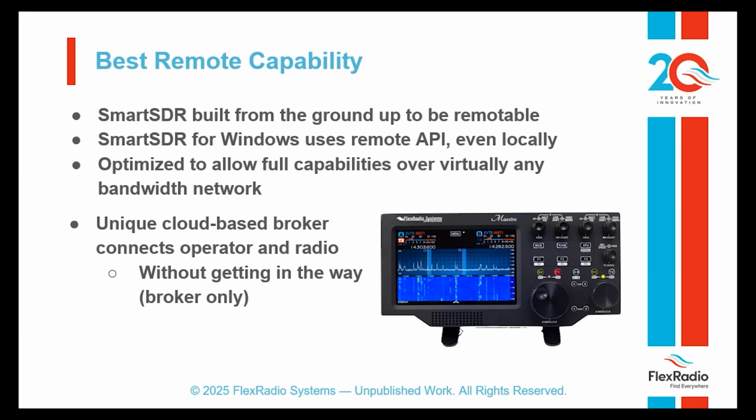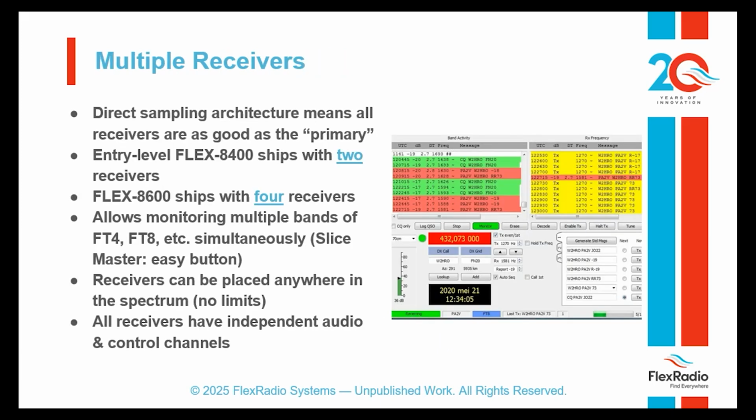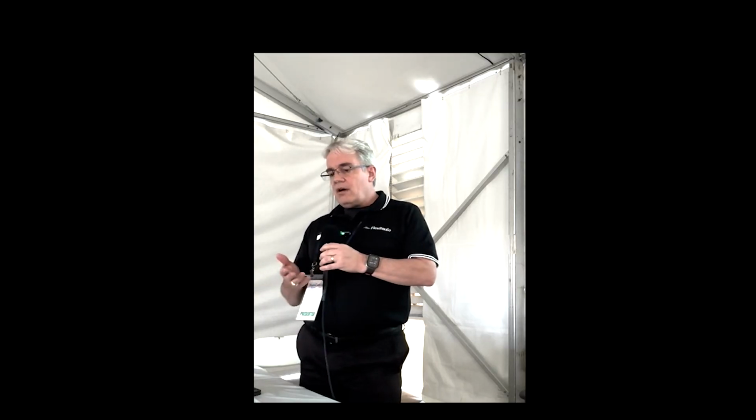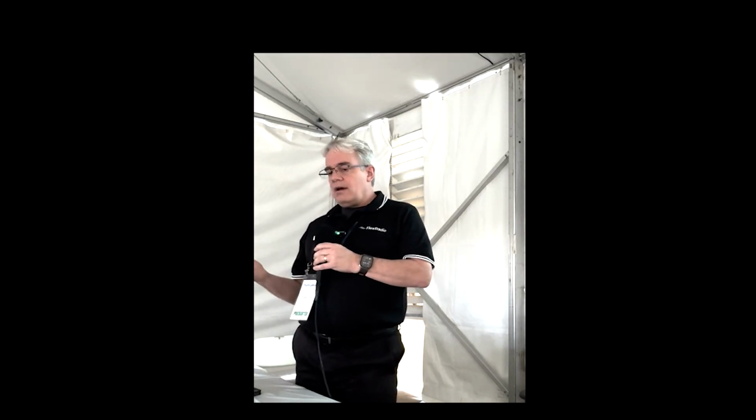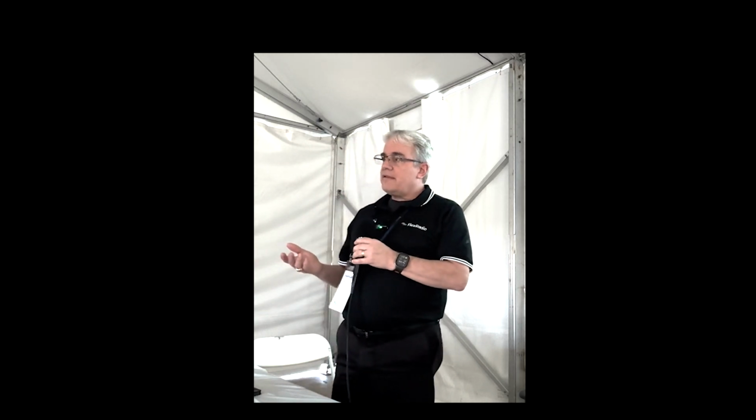We've done a lot of work on that to make it work well. I think if you ask around, you'll find out we really have the best remote capability in the business. Another thing we can offer is multiple receivers. So as I mentioned back talking about a direct sampling SDR, we can have multiple of those. Most radios you buy have 1 or 2 receivers in them. Our high-end radios have 4 or 8 receivers in them. And so there's a lot of things you can do with that.